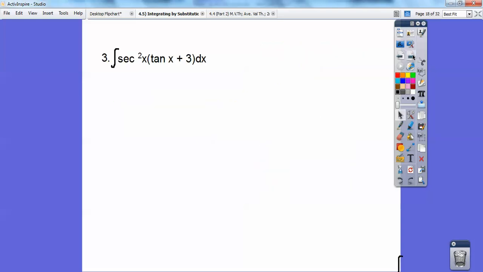All right, so try this one here, you guys. It's important to know which one's the derivative of the other. Okay, so the derivative of tangent is secant squared, so I'm going to let u be tangent of x plus 3, because the derivative of 3 is just 0. So u is the tangent of x plus 3, so du is secant squared x dx.